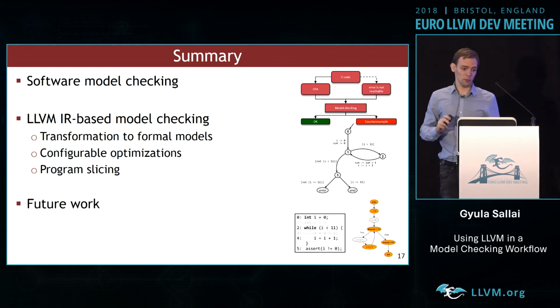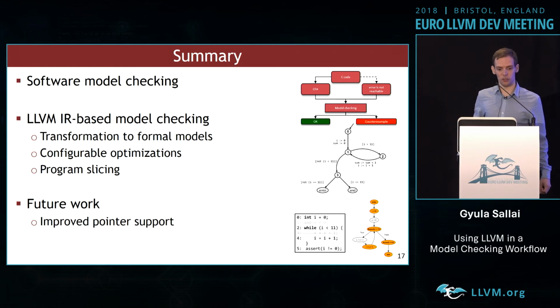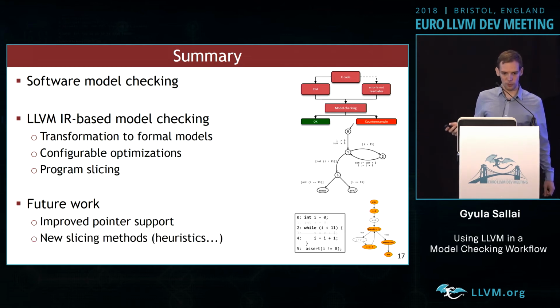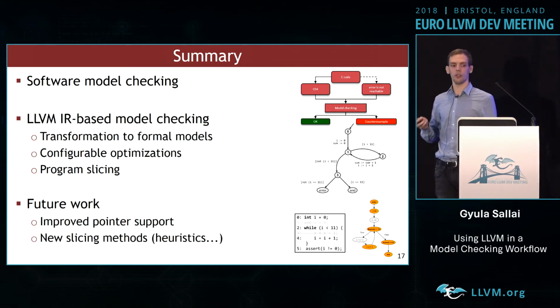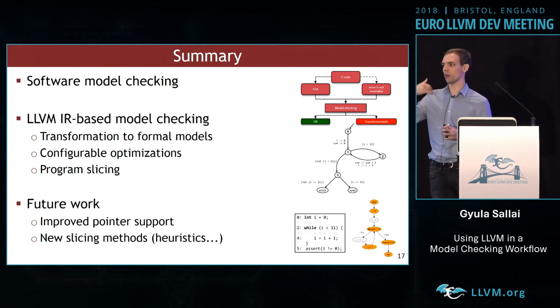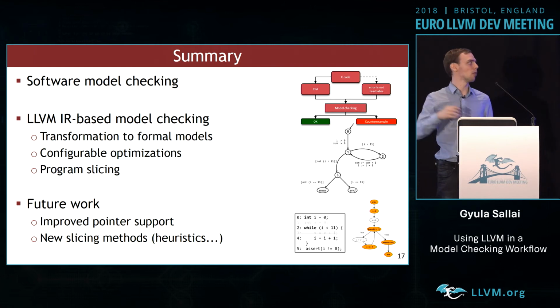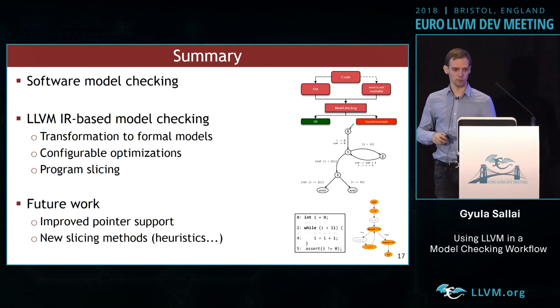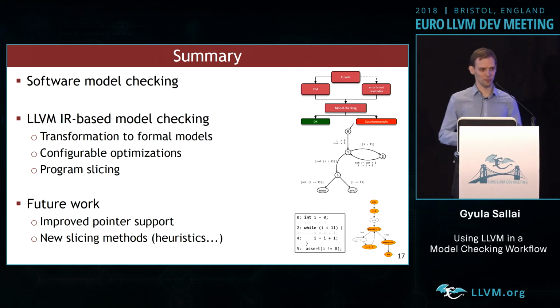In the future, what we are planning to add is advanced and improved pointer support with a more fine-grained memory model. And also, we wish to introduce new slicing methods, some of which are based on certain heuristics, or some of which change program behavior even a little bit more to achieve a greater reduction. And thank you for your attention.